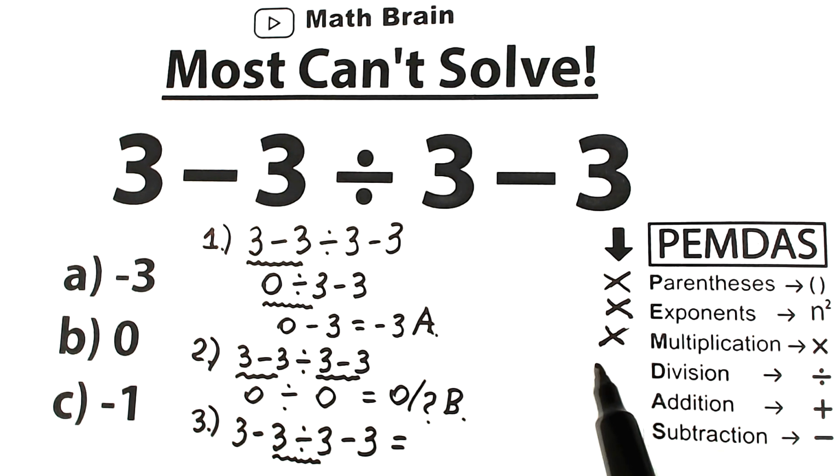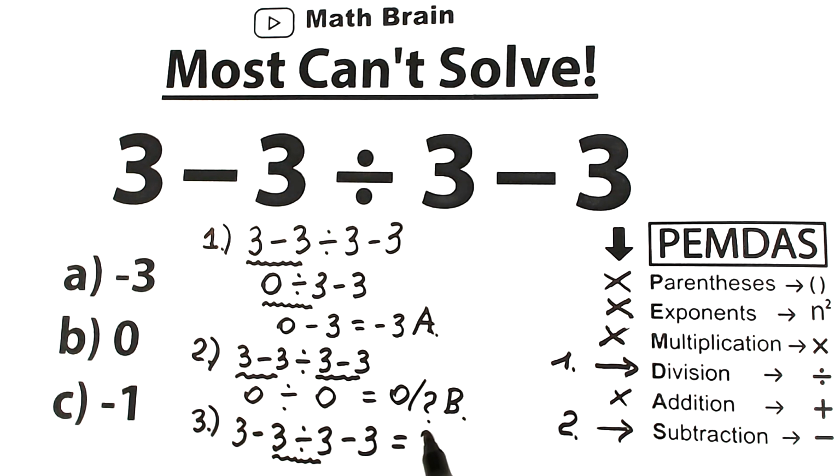So it means that we should first divide 3 divided by 3 right here in the middle. If we go a little further, we don't have any addition sign, but we have 2 subtraction signs. So we have subtraction right here, and division right here. It means division has higher priority than subtraction, so division first and next subtraction. Okay, so let's do this.